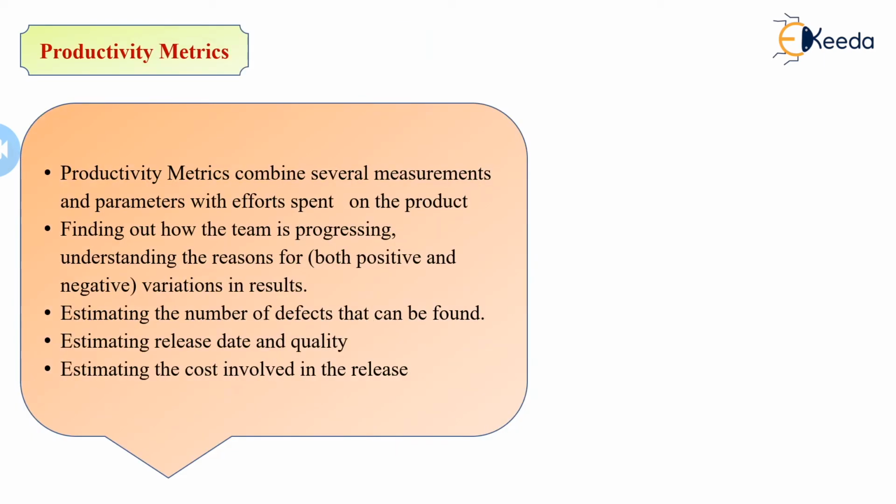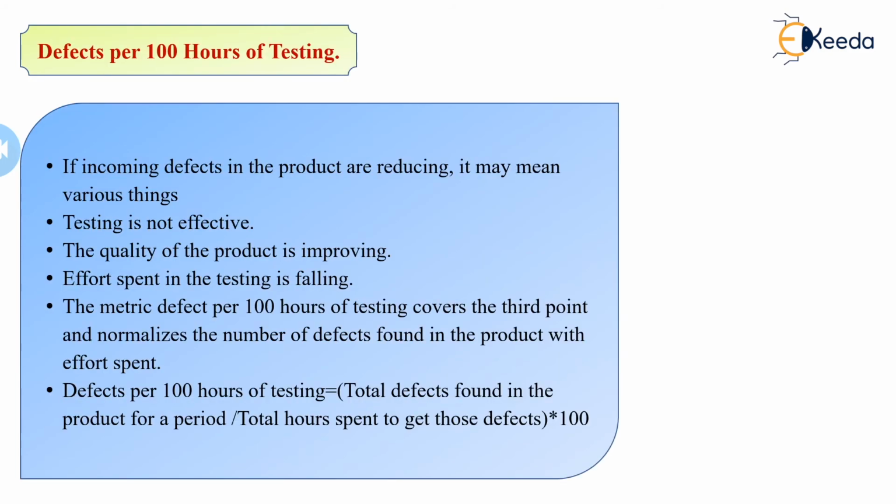Now you have productivity metrics. Productivity metrics combine several measurements and parameters with the effort spent on the product. That means the team is progressing, and it helps understand the reasons for both positive and negative variations. Then you have estimation of the number of defects found, the release date, the quality, and the cost involved in the release. Each and every factor associated with the product to be released needs to be calculated. Now, defects per 100 hours of testing.